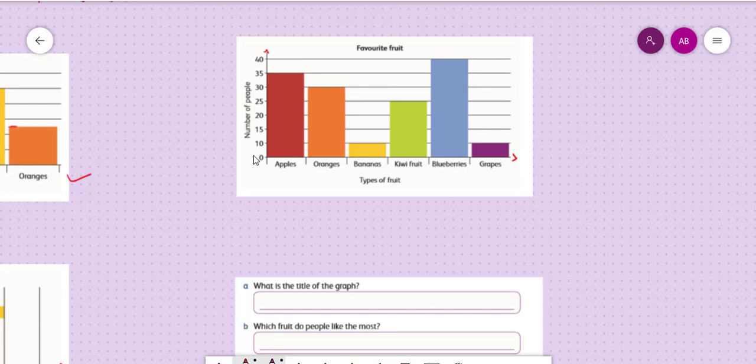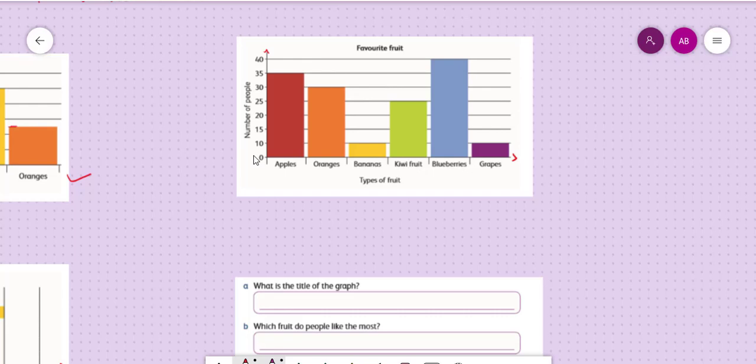The frequency is on a scale of 5, which is 0, 5, 10, 15, 20, 25, 30, 35, 40. It means that it is added by 5, it is constant by 5. 10 plus 5 is 15, 15 plus 5 is 20, and continue. Okay, now let's read the data.